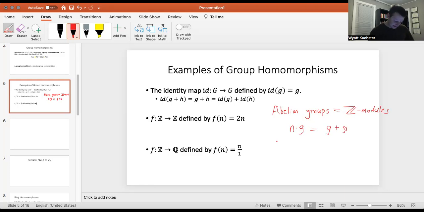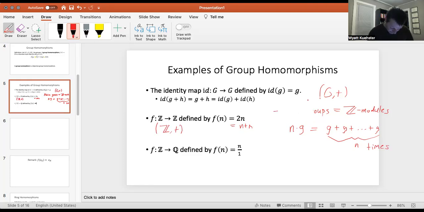I didn't clarify what our operation on G is. Let's say that we have (G, +). Then I just do whatever the operation is in G to itself n times. That gives you a Z module structure on any group. So in particular, what I mean by 2n is n plus n in the group Z with the operation plus. Okay, so there's no ambiguity in what that means.